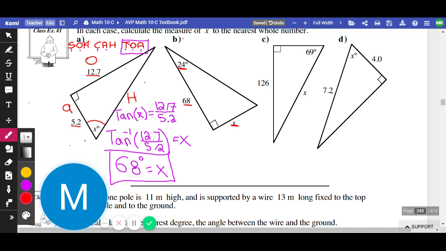Remember, when you're labeling your triangle, you label using the angle you know, and you never use 90. So across from 24 is my opposite. My hypotenuse is across from my 90, and my adjacent is my 68. You're going to write out SOH CAH TOA. You're going to choose a ratio. In this case, you're going to end up using sine. Oh, sorry, no, you use TOA because you have O and A. When you set it up, it's going to look like this. Tan, bracket 24, equals opposite x over adjacent 68.